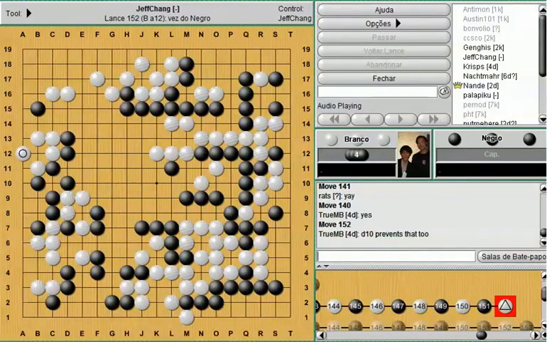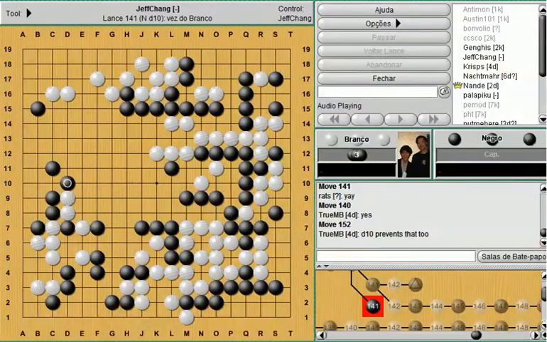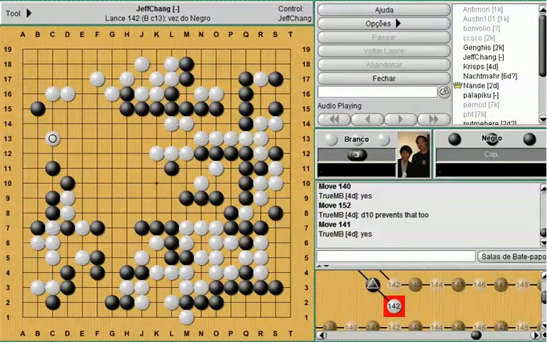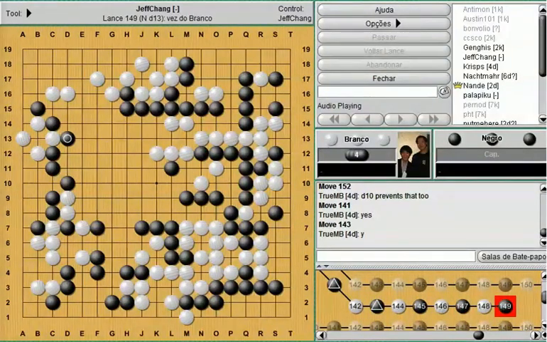I'm sorry, would D10 prevent that too? You mean if black plays at D10 in the first place? Okay, I will show you two examples that this doesn't prevent it. For example, if white comes over, I guess you will say attachment, right? Please remember this kind of attachment doesn't necessarily mean you get a connection. So, hane, cut, atari here, capture. You see that?